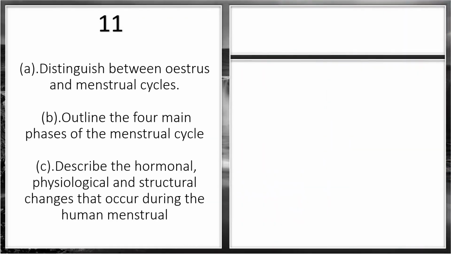Question 11. Distinguish between oestrus and menstrual cycle. Outline the four main phases of the menstrual cycle. Describe the hormonal, physiological, and structural changes that occur during the human menstrual cycle.